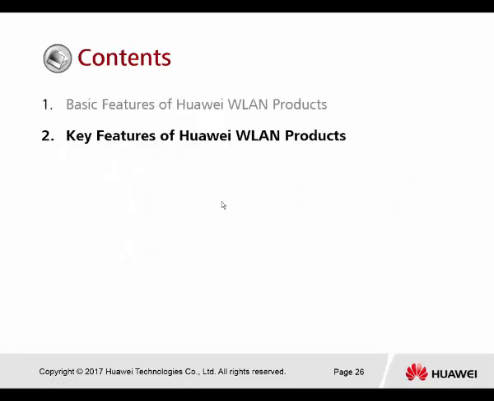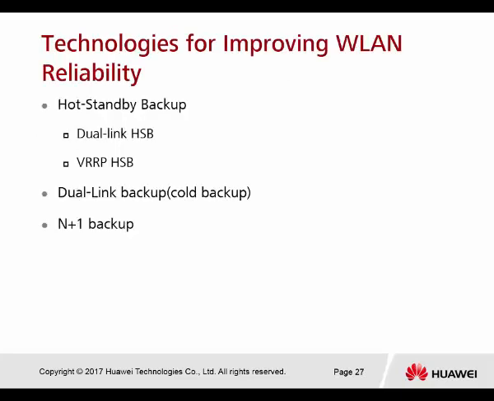And the next one, the key feature of Huawei WLAN product. The technology for improving WLAN reliability. So we have the hot standby backup, dual-link HSB, or the VRRP HSB. Okay, the HSB stands for hot standby. Dual-link backup. And the last one is N plus one backup.